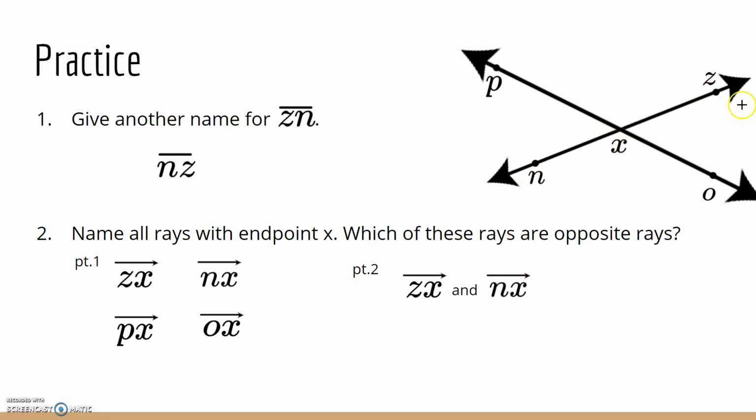These are opposite because they continue in opposite directions. Ray NX goes this way and ray ZX goes that way. Now ray PX right here and ray OX are opposite because OX goes this way and PX goes this way. This should be some practice to clear up any doubts about earlier. You can search up these types of questions on Google and practice this if you're not fully clear on this.